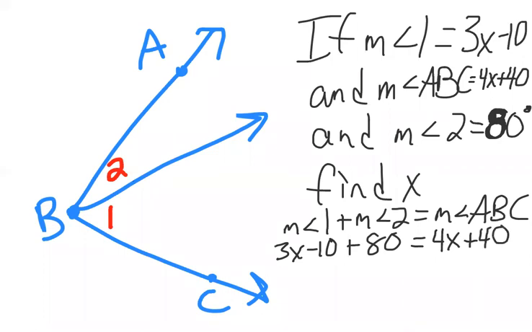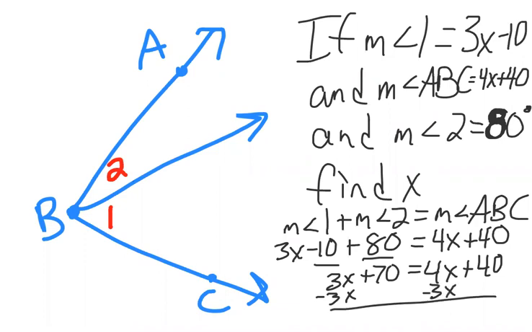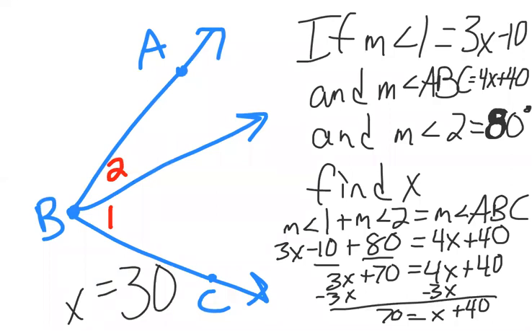Now all you have to do is solve it. I have a negative 10 and an 80, so those two together get me 70. Now I'm just solving this equation. Remember, when you have x's on both sides, you just need to subtract to get them together. So now I've got 70 equals x plus 40, and just minus 40 from each side. So that's how I get a correct answer of 30. Okay, so that's it.